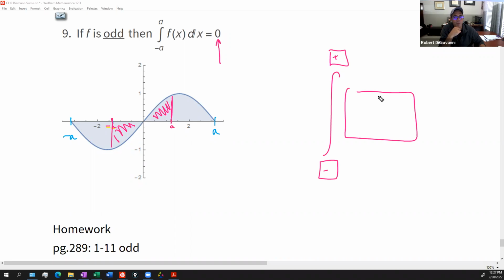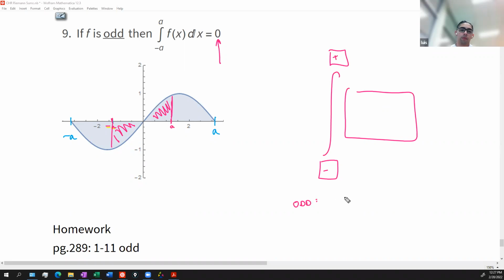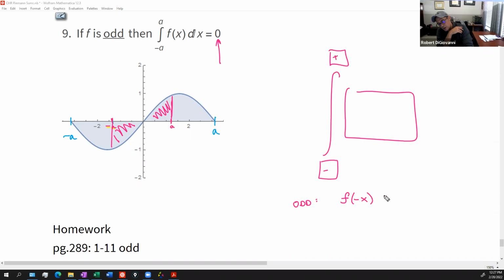How do you show a function is odd? Does anyone remember how to show a function is odd? You set the negative inside. That's right. The x. Odd means when you plug negative x into the function, you get exactly the same thing as the function, but putting a negative in front of it. That's how you check to see if something's odd.